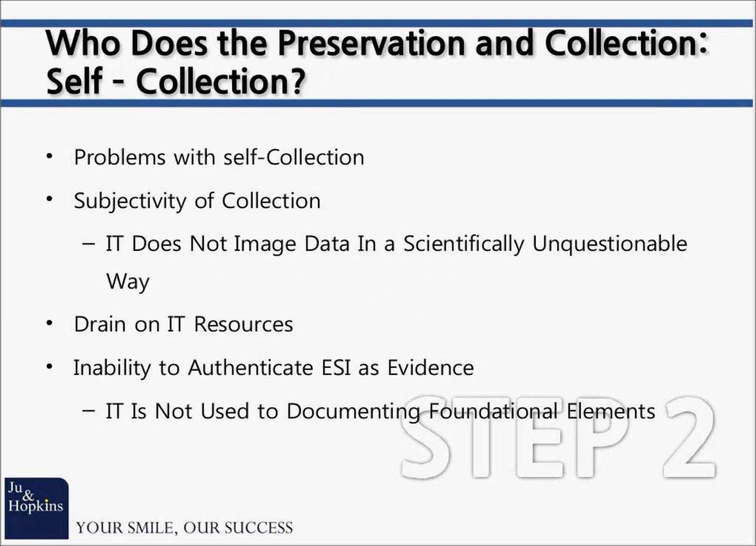But there is a problem with self-collection that many courts in the United States have. The fact is, the IT departments of many companies are not used to documenting the foundational elements of an e-discovery process. Sometimes they don't image data in a proper scientific way. The fact is, when you image data for litigation, it has to be imaged scientifically in an unquestionable format that can withstand claims from the respondent. Also, with regards to self-collection, it can be a drain on IT resources. So companies have found out that when you collect documents in litigation with regards to e-discovery, it is sometimes best to use outside vendors to help assist with this.